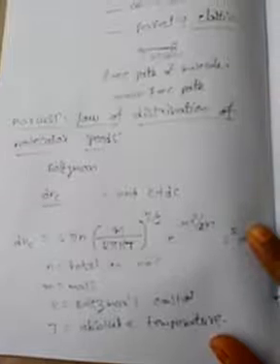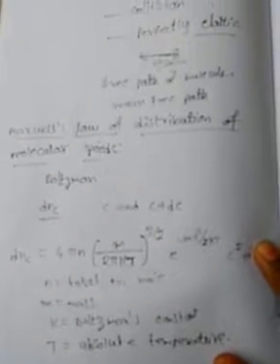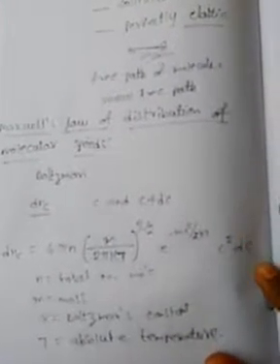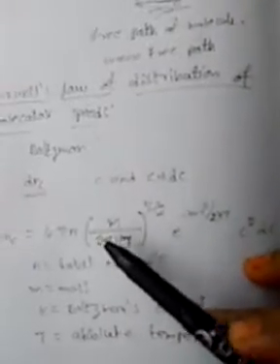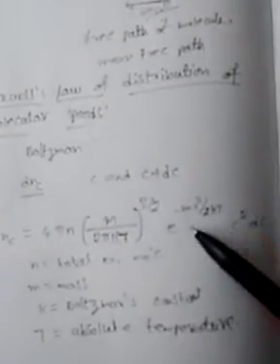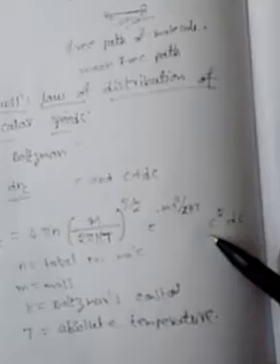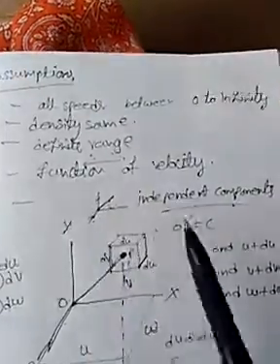Good morning. We are deriving Maxwell's law of distribution of molecular speeds. This is the mathematical representation of Maxwell's law. And in the last class we made some assumptions also.